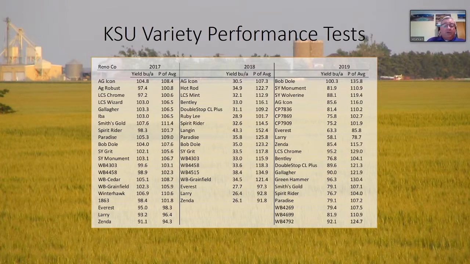I'm going to start at the southern end of the district and move my way up to the Nebraska border. And I've started down in south central Kansas, of course. I like to look at a long-term average, and I use the Kansas Variety Performance Test out of the Kansas Wheat Book.